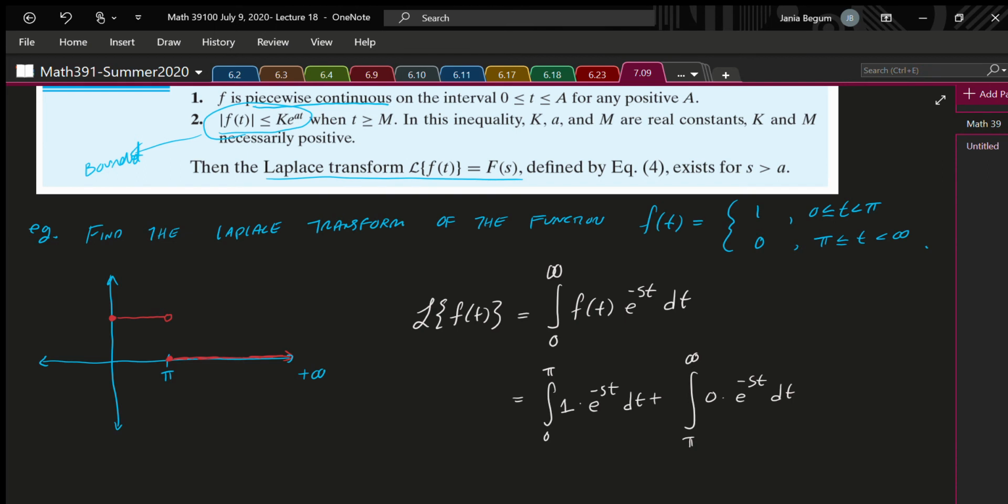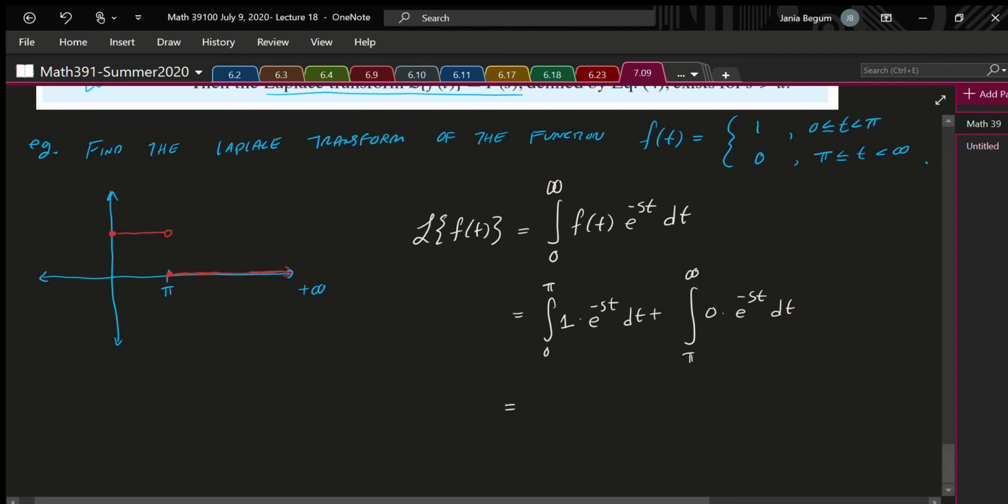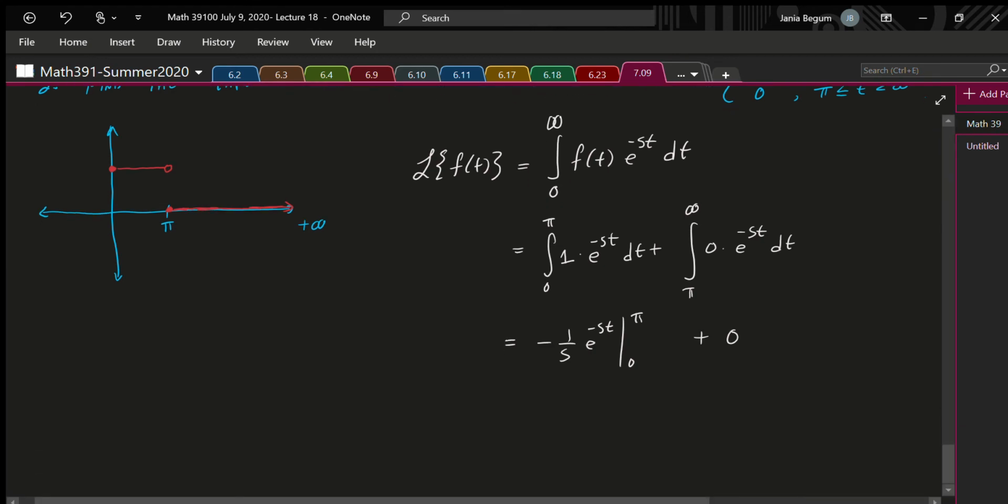Well, now let's integrate, right? The integration isn't so difficult. For the first one, e to the negative st, we can just go ahead and integrate. We have negative 1 over s e to the negative st going from 0 to pi. And the second integral is just 0, right? 0 times whatever is 0. So I can ignore that part.